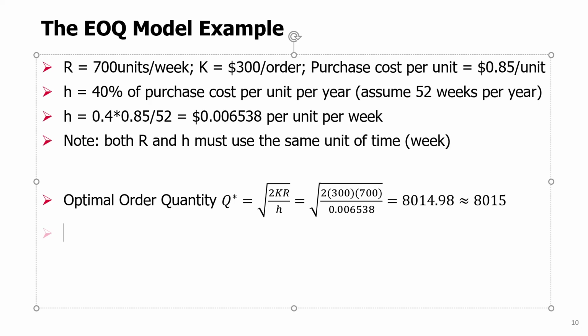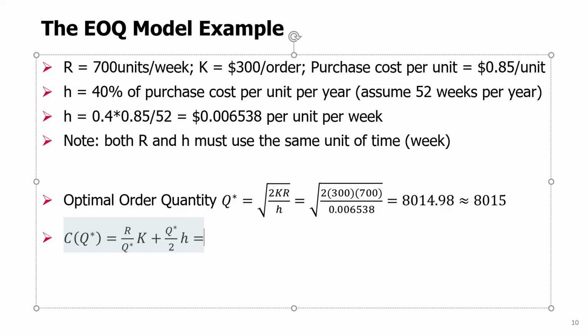So let us also evaluate some parameters, including the total cost. What is the total cost at this quantity? If you recall, the total cost that depends on quantity is R over Q times K, and that's the ordering cost, and Q over 2 times H, that's the holding cost. I'm going to plug in the Q star here to calculate the cost at the optimal quantity.